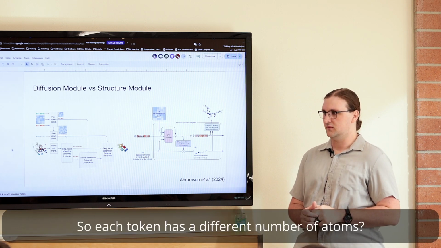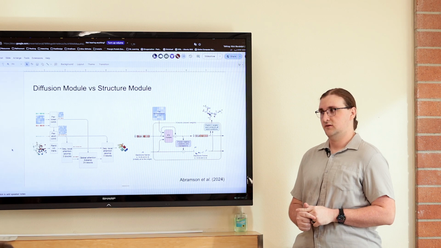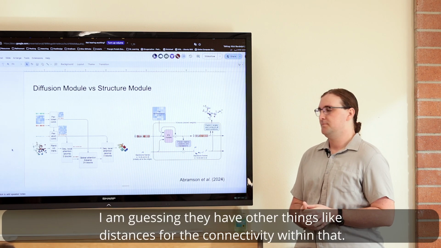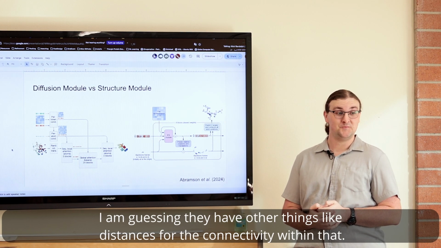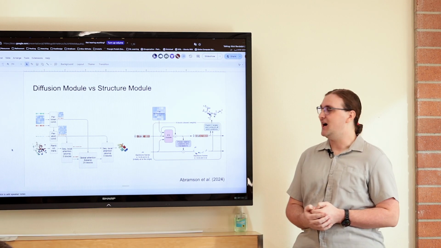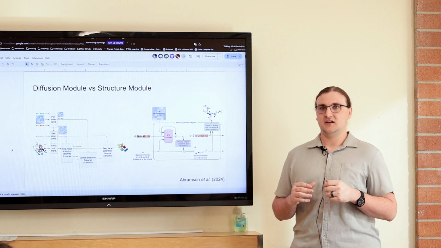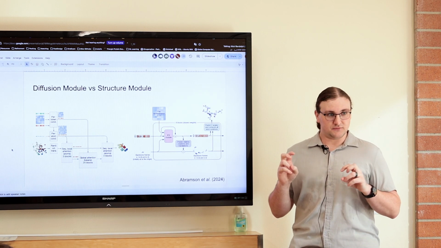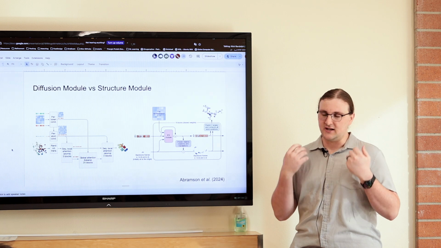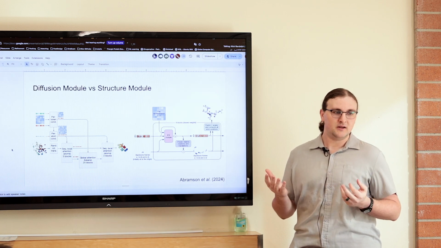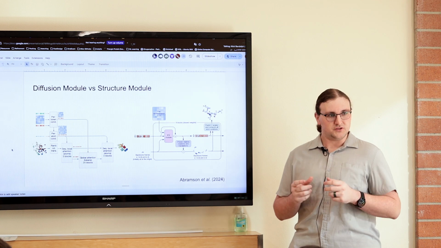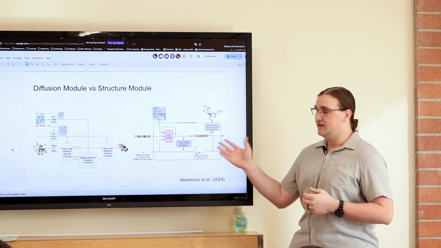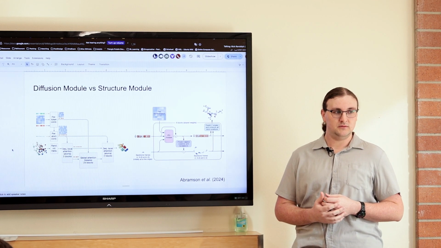So each token has a different number of atoms? Yes. I'm guessing they have other things like distances for the connectivity within that. No, no. It learns how to do that. Somewhere in here, they give it what an idealized version of each of these tokens looks like. So they have an idealized version of phenylalanine. And that's to help guide the model about what the bond geometry should look like. But it is completely unconstrained in the diffusion process, which is kind of crazy.